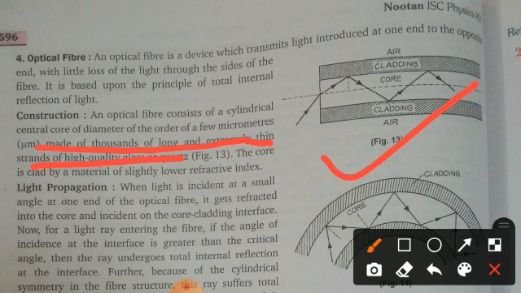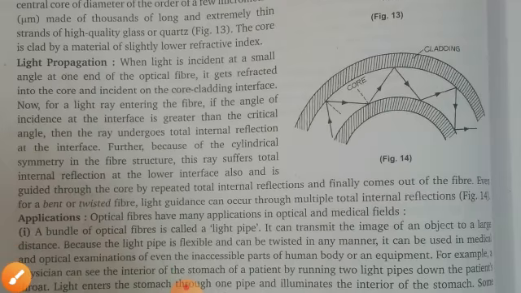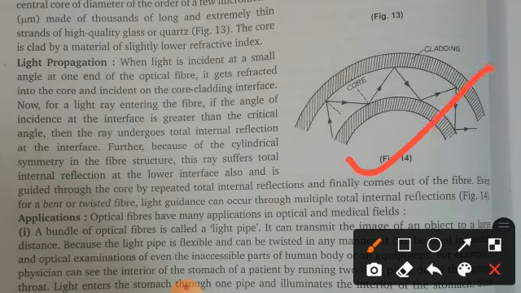Light propagation. Now how is light propagated in the optical fiber? When light is incident at a small angle at one end of the optical fiber, it gets refracted into the core and is incident on the core-cladding interface. Here you can see in figure number 4 the transmission of light. If the angle of incidence at the interface is greater than the critical angle, then the ray undergoes total internal reflection. Fine. At the interface.